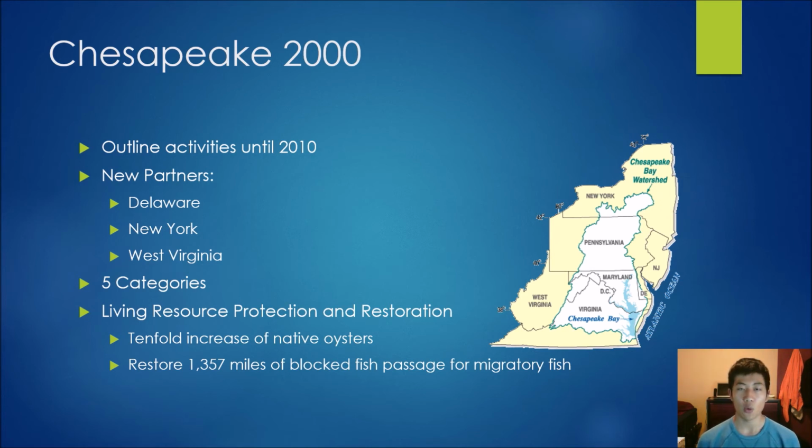One of the biggest ones was that they wanted to increase the population of native oysters by a factor of 10. Now, this was achieved by using sanctuaries, aquaculture, disease research, and disease-resistant management strategies. On the fish side, they realized that a large portion of the waterways were blocked, preventing migratory fish from traveling through the Chesapeake Bay. Now, while efforts had been done in the past, this Chesapeake 2000 further set goals and commitments to further these goals.